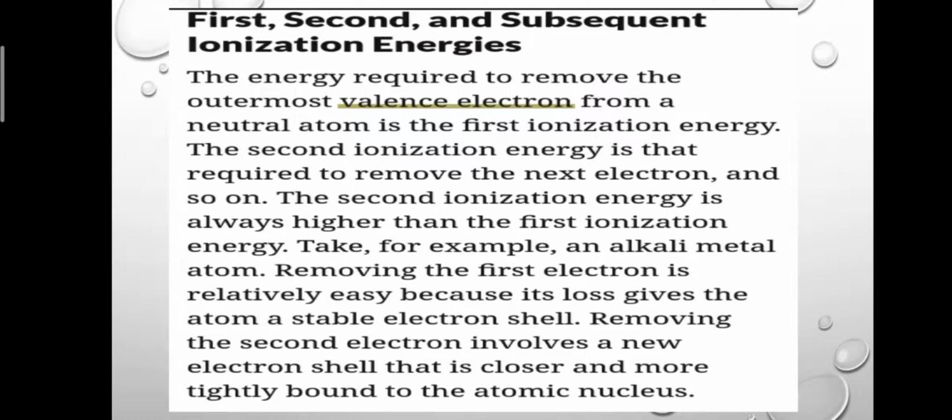Take, for example, an alkali metal atom. Removing the first electron is relatively easy because its loss gives the atom a stable electron shell. Removing the second electron involves a new electron shell that is closer and more tightly bound to the atomic nucleus.